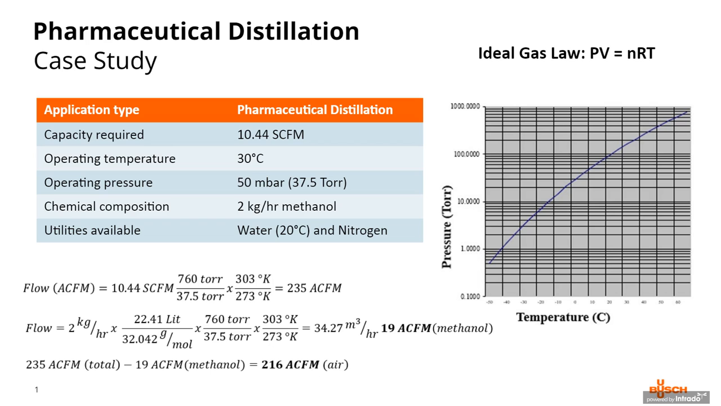Okay, to start off, we first adjust the pressure that's given in SCFM by multiplying by 760 torr, which is the atmospheric standard pressure, divided by the pressure we're working at, which is 37.5 torr. We also adjust for the temperature by multiplying by 303 Kelvin, which is the temperature we're given, divided by the atmospheric temperature in Kelvin. Now that gives us 235 ACFM.